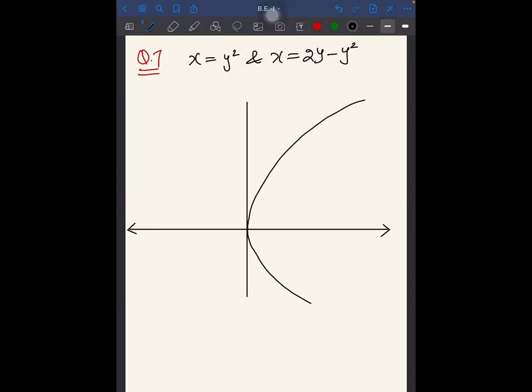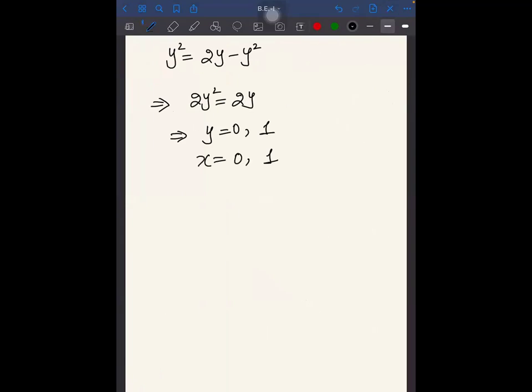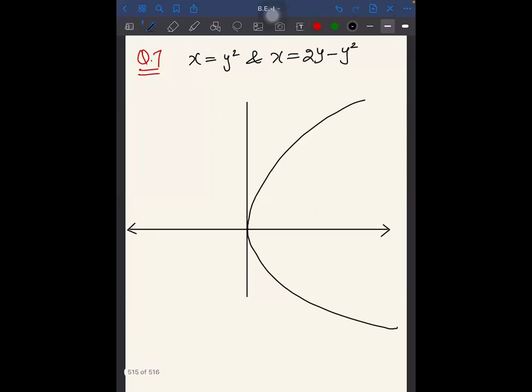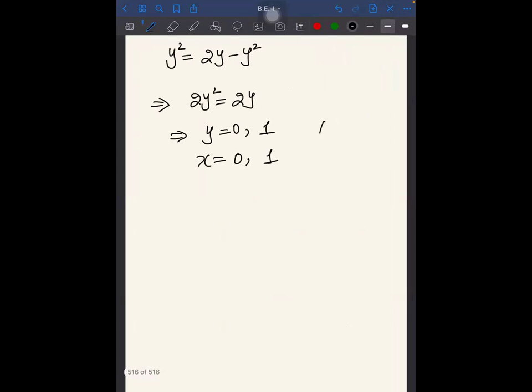Okay, now we'll consider the intersection point of these two. So here it is x, here it is x, so we'll keep these two equal. That means y square is equal to 2y minus y square, so 2y square is equal to 2y. That means y is equal to 0 and 1. So if y is 0 and 1, then x is also 0 and 1. So your points are 0, 0 and 1, 1.